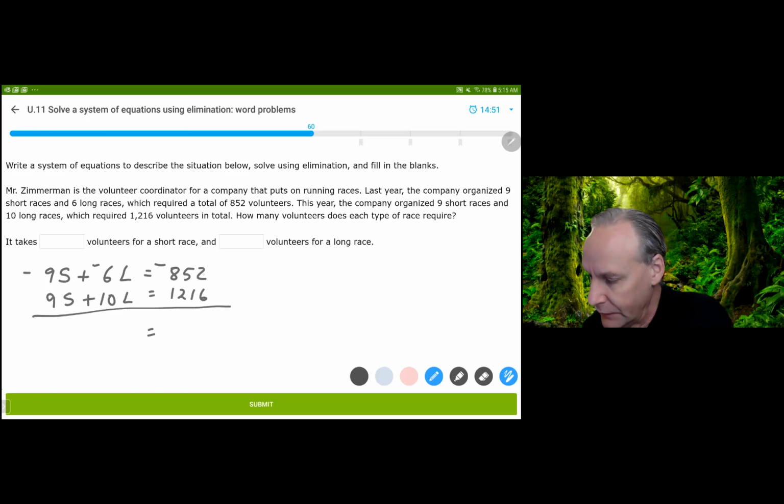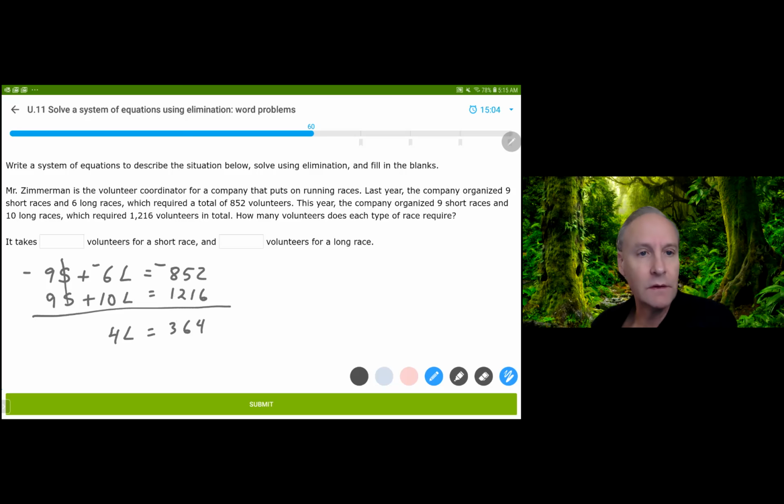And it looks like we have 148 makes 364, I think. I'm going to go ahead and do the subtraction on the side, and that's going to be 4L, and these cancel out. So I'm going to do my subtraction over here. I don't like to do it right where my work is. I like to separate it out.